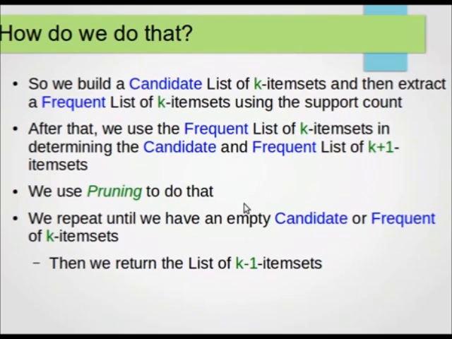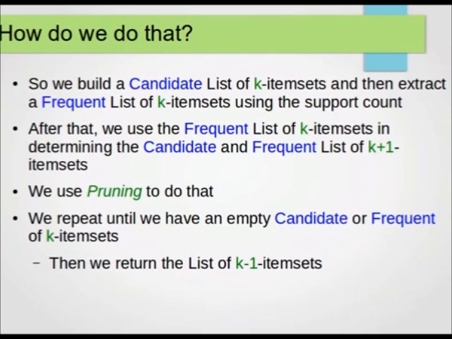We keep repeating until we end up with either an empty candidate list or a frequent list. If one of them is empty, then we stop there. That's the stopping condition for the algorithm, and then we return the frequent list of k minus 1, because our current list can be empty, so we return the frequent list from the previous iteration.